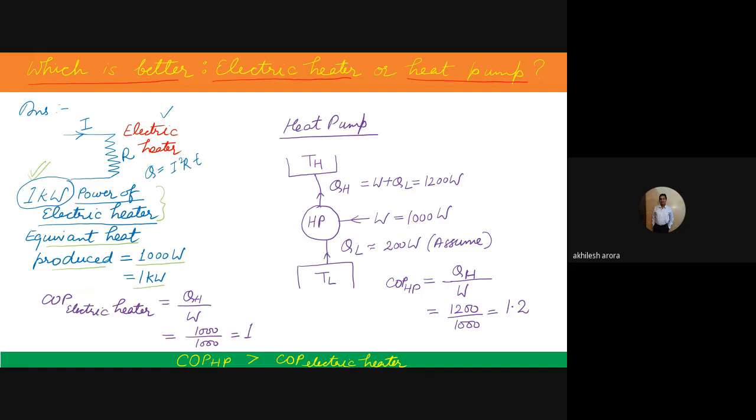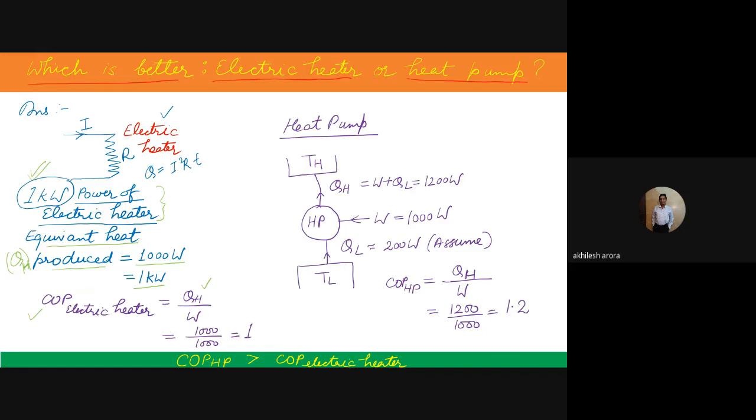So now what is the COP of the electrical heater? If I want to calculate it, it should be equal to the energy effect sought divided by the work input. In case of the electrical heater, the energy effect sought is the heating effect. So the equivalent heat produced can be called Q or QH, whatever you want, because in the heat pump we use the terminology QH for the energy effect sought. Here also we use the same, divided by the work input.